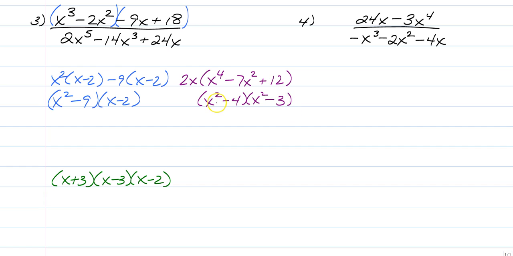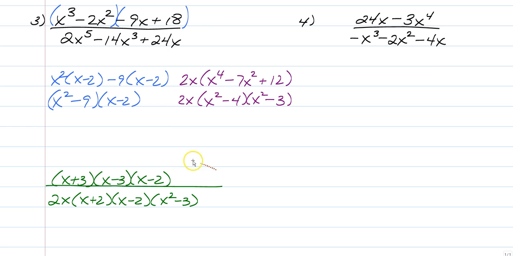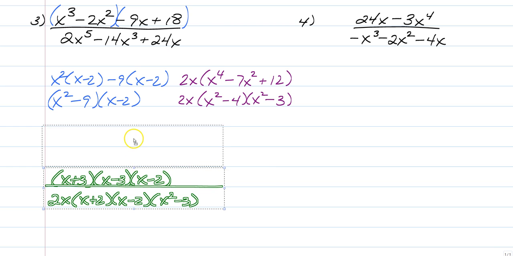And we can see that we have another difference of two squares. So we're going to do that one last step, but I'm going to write that down here. Our denominator for this example is going to be 2x times x plus 2 times x minus 2 and x squared minus 3. Okay, so again, like I said, nothing really different has happened. All I have done is factor. It was just a little bit more work than the first couple examples.